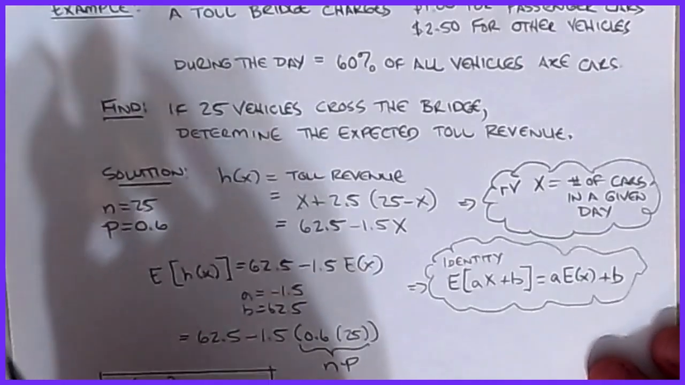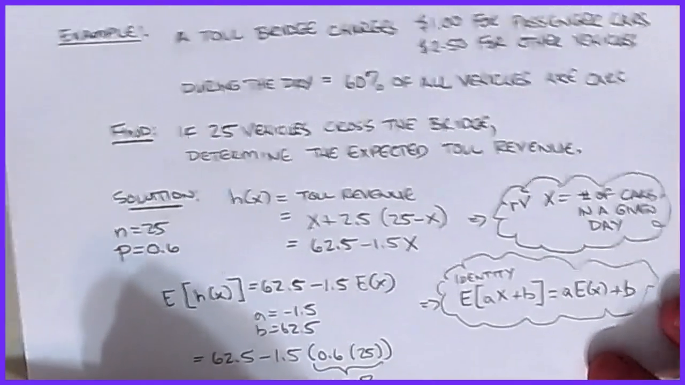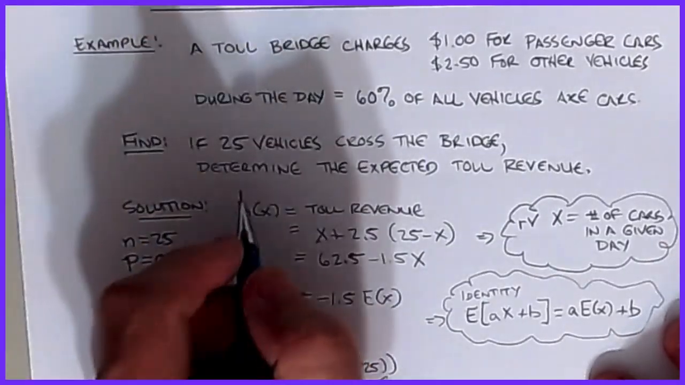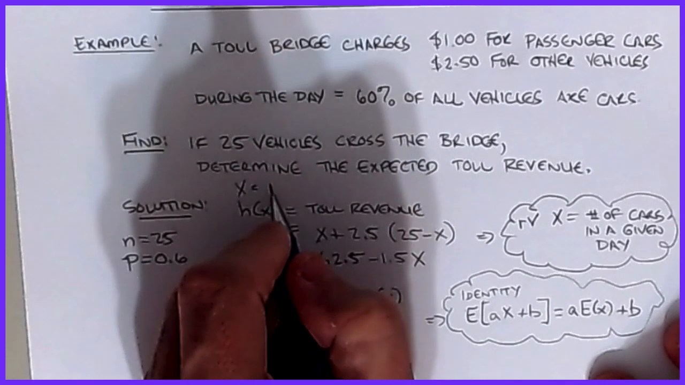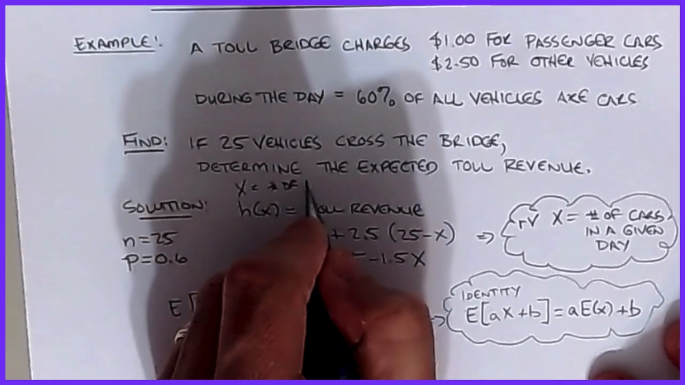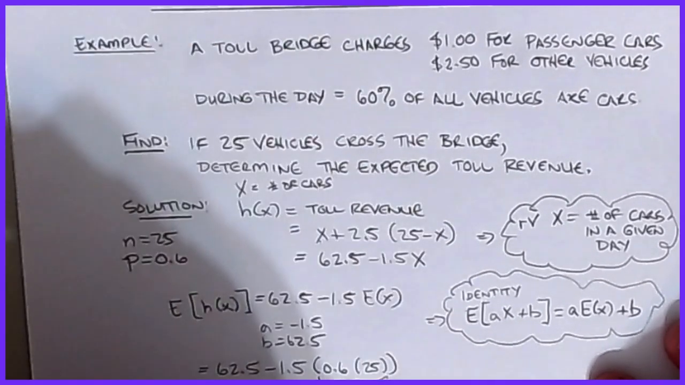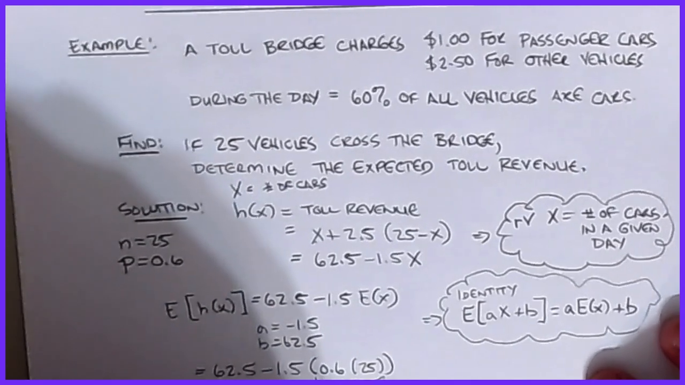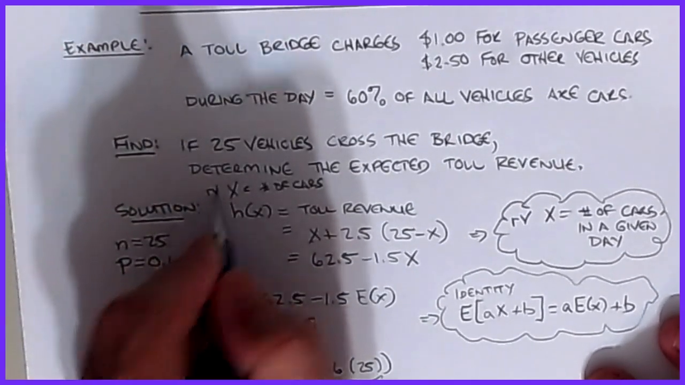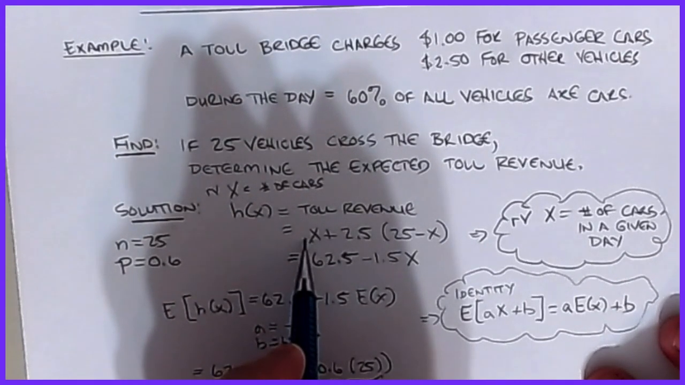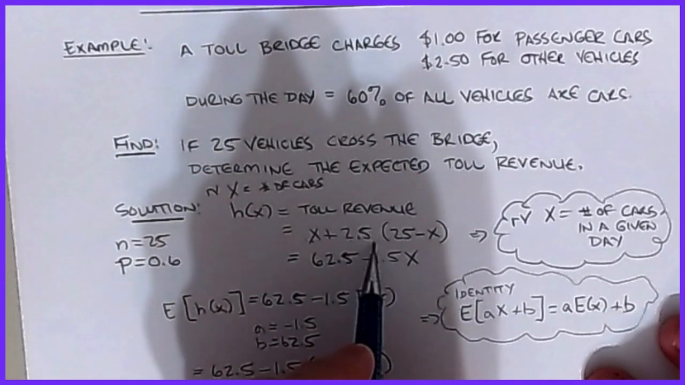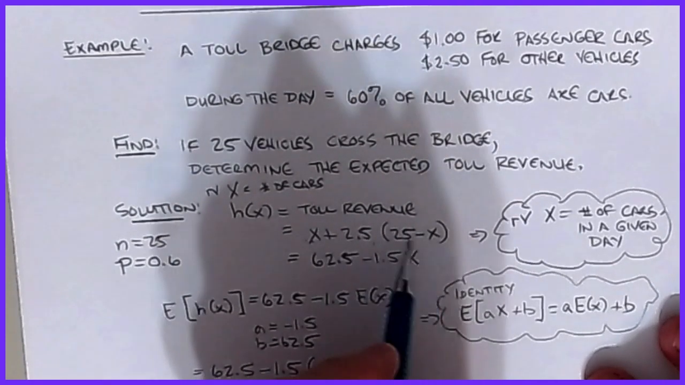So we're going to define our random variable x, and I didn't write that down. So our x is going to be the number of cars as opposed to other vehicles. And so that's our random variable definition. Okay, and so if I do that, then I have $1 times x plus $2.50 times the rest of the cars, the non-cars.